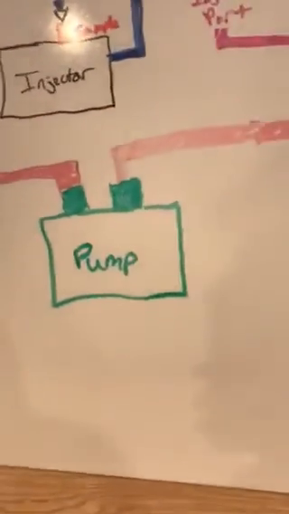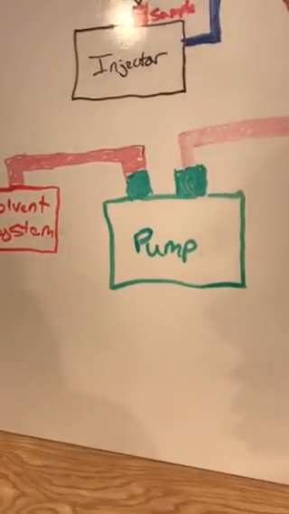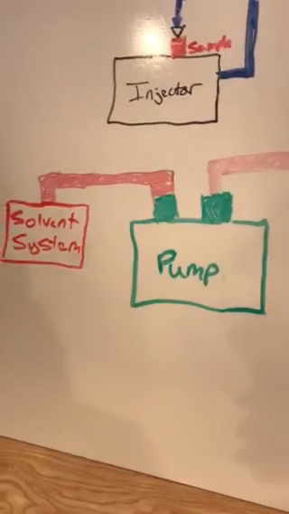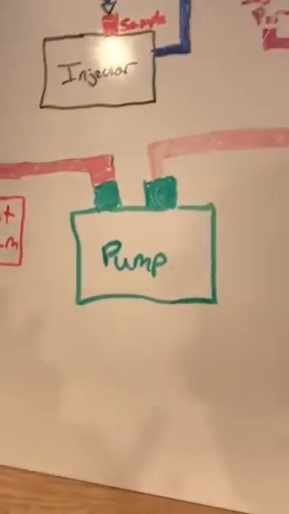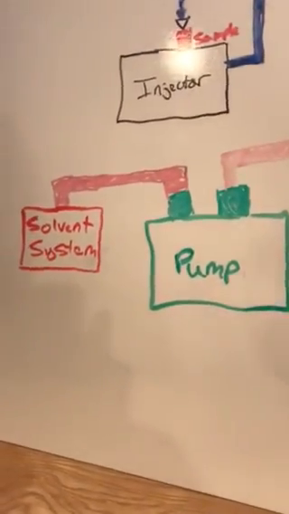Moving on, we have our pump, which helps to push our solvent system through the column. In this case, we're using a piston-based pump. It supplies a constant high pressure, roughly somewhere between 300 to 400 bar. And this high pressure helps to increase the resolution as well.